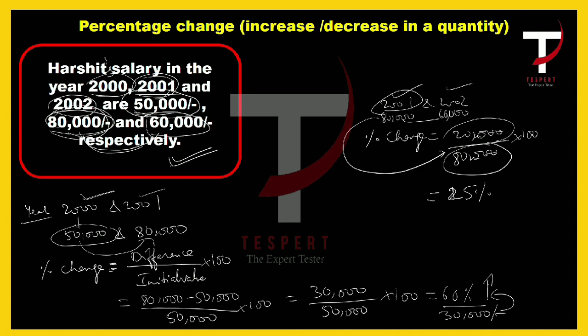Cancel all the zeros and calculate. You will get 25%, a decrease, not an increase. 25% decrease in the salary. In monetary values, from 80,000 to 60,000, it's a 20,000 reduction in salary. 20,000 reduction means 25% reduction.